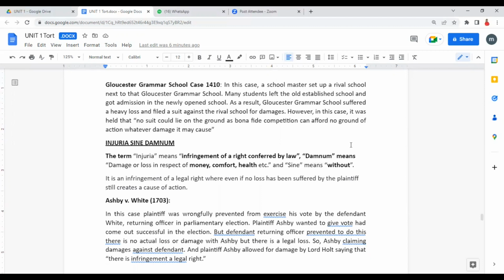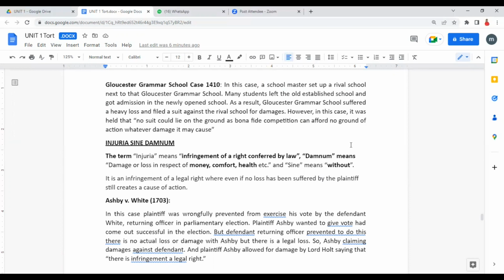So the next one is completely opposite to the previous one. What is it? It is injuria sine damno. Injuria means infringement of a right conferred by law, like a legal right. A legal right to practice a profession, enter into a business or something like that. So there is injuria, or infringement of a legal right, but it is without what? Without damage or loss in terms of money, comfort, health, etc.